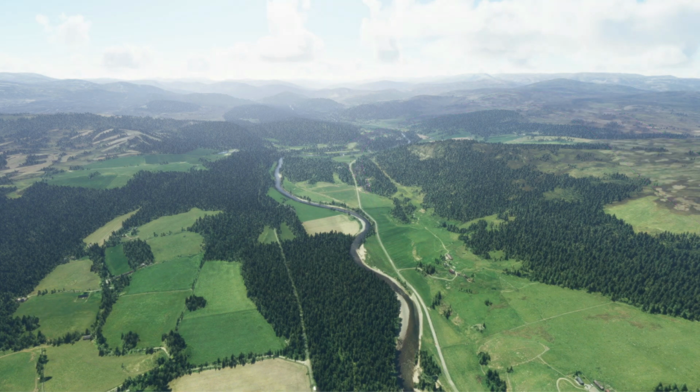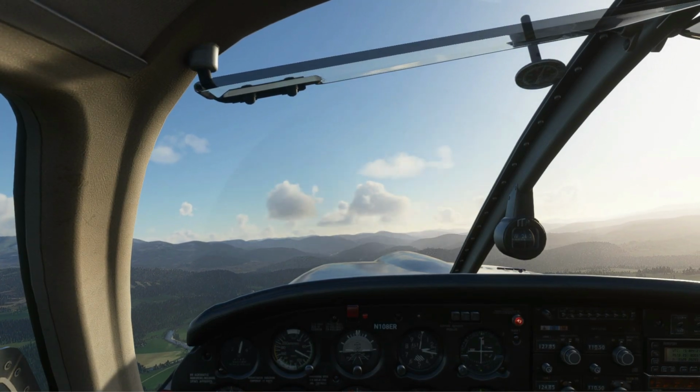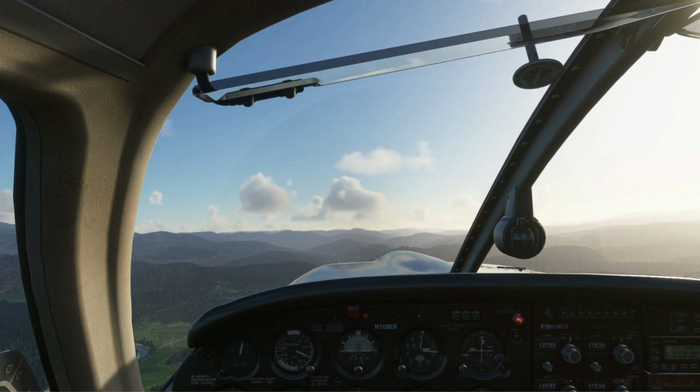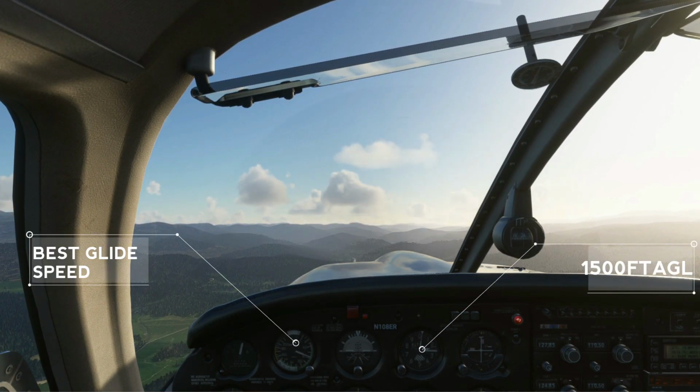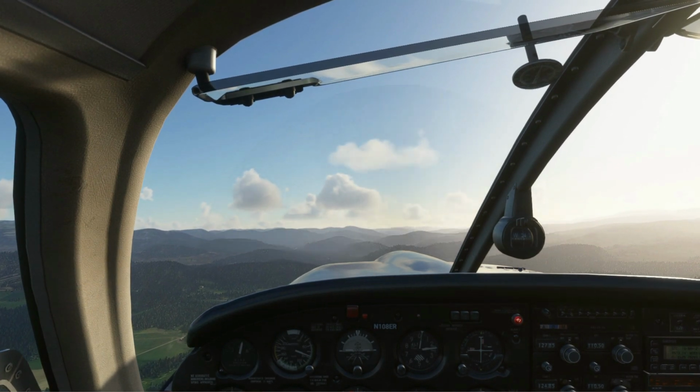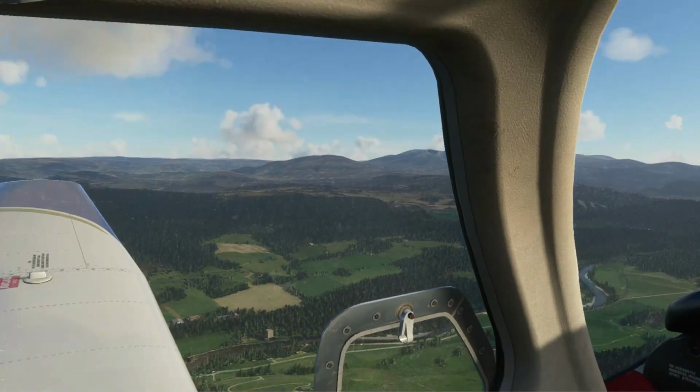So let's have a bit of fun with this. Let's put all that theory together, jump in the aircraft, see if we can get it into the field. So here we are inside the Piper Arrow, with an engine failure, pitching currently for 79 knots, which is the best glide speed, and we're just up here at 1500 feet above the ground level, since the terrain below us is at 900 feet.